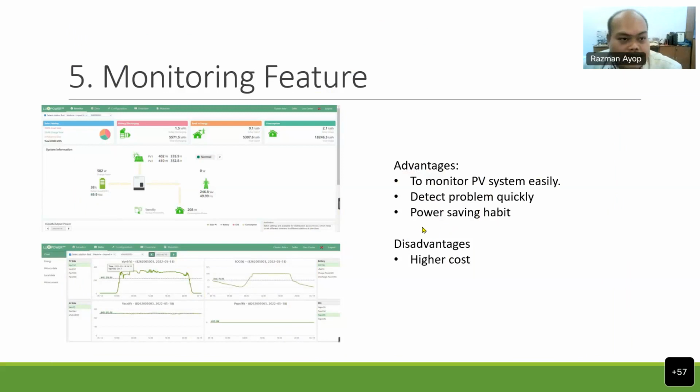Okay, the last thing that you need to consider is number 5, which is the monitoring feature. Basically it helps you to monitor how much power is generated, how much energy is stored, and how much energy you use from the grid, something like this. The advantage is that you can monitor the PV system easily, detect problems quickly, and look for power saving habits. That is the advantage of the monitoring feature, but the disadvantage is that it will cost more.